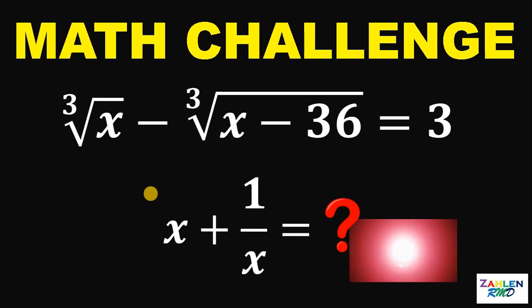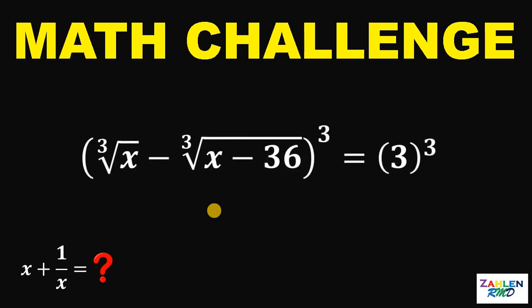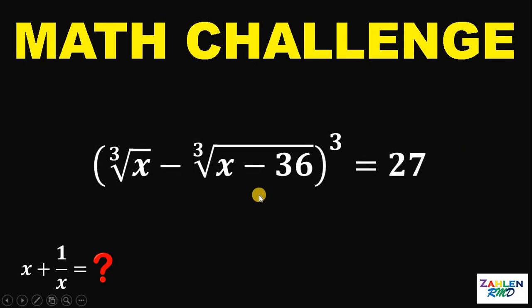Time's up. Now, let's answer this question together. What is our first step to answer this question? This is obvious because we have a cube root, so we need to cube on both sides. Now, let's simplify. The right-hand side is just 3 raised to 3 or just 27. But on the left-hand side, we will use some identities.